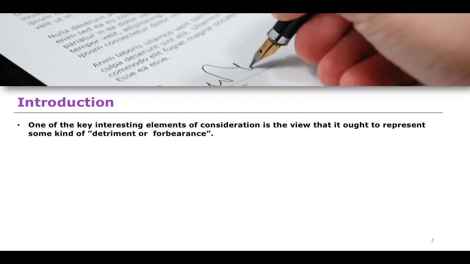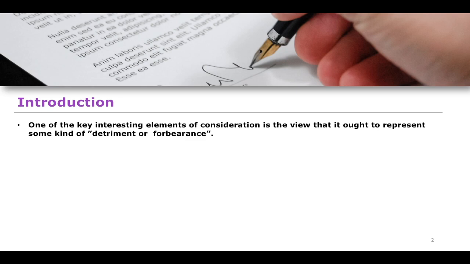Now, when we think about what consideration actually is and how it works, the element of consideration is that it ought to represent some kind of detriment or forbearance. What we mean by this is that consideration is an exchange of promises, either to give something or a promise to do something for some other individual.